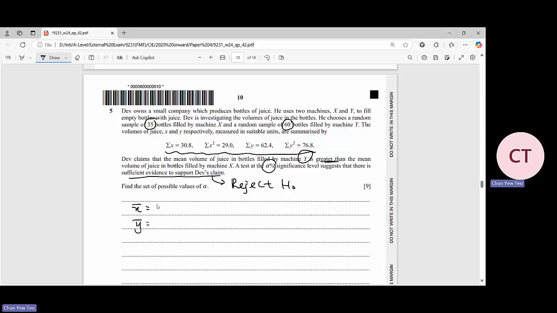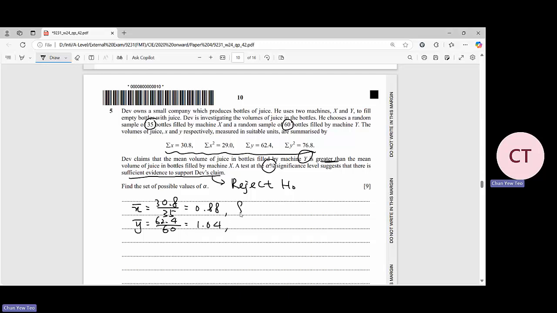So bar X is 30.8 divided by 35. Then this one, it will be 62.4 divided by 60. Then just press the calculator. You will get this one as 0.88. This one you will get 1.04.